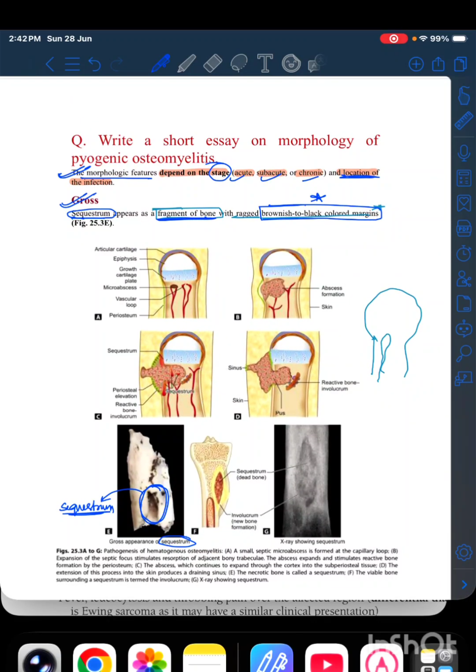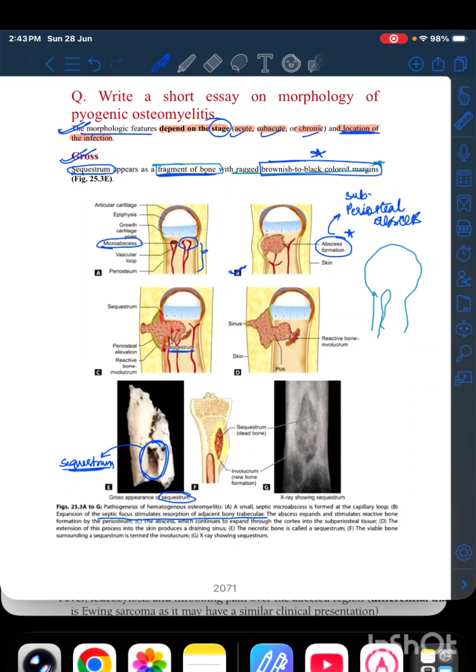Now first there are microabscesses which are formed here. A capillary loop is present, so there will be stasis of the blood. In the second image we can see there is expansion of the septic focus. So there is abscess formation, which is the periosteal or subperiosteal abscess. Then we have the sequestrum which is formed. This is a periosteal elevation, that is, lifting of the periosteum.